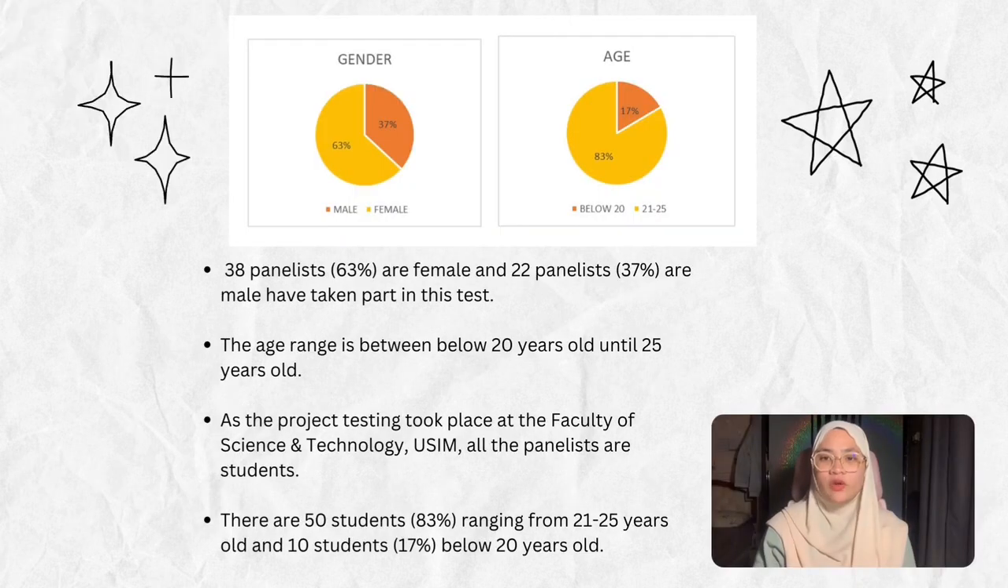A consumer survey questionnaire has been given to the panelists in order to record their responses that might affect their answer choices. From the survey, 38 panelists, which is 63%, are female, and 22 panelists, which is 37%, are male, have taken part in this test. The age range is between below 20 years old until 25 years old. As the project testing took place at the Faculty of Science and Technology USIM, all the panelists are students. There are 50 students, which is 83%, ranging from 21 to 25 years old, and 10 students, which is 17%, below 20 years old.